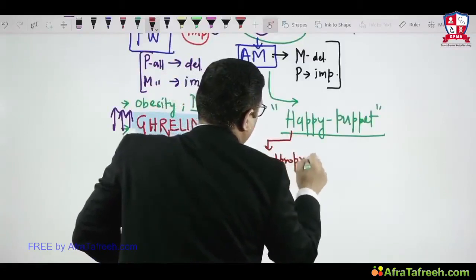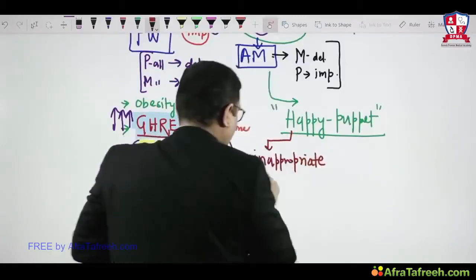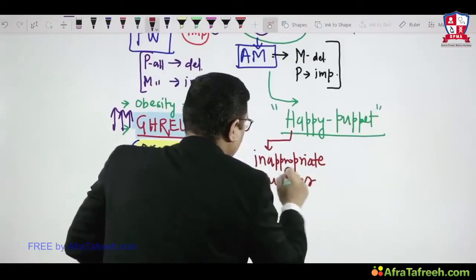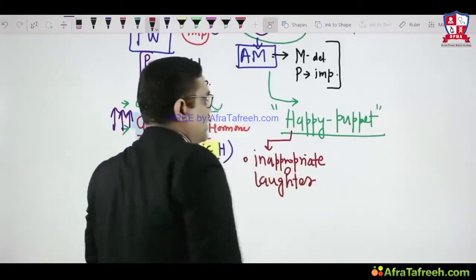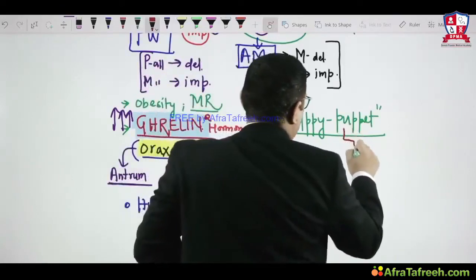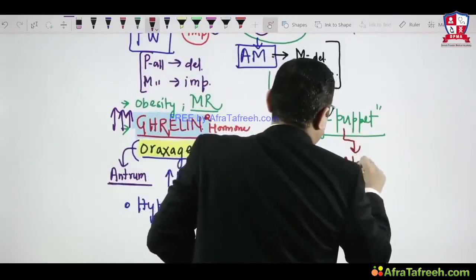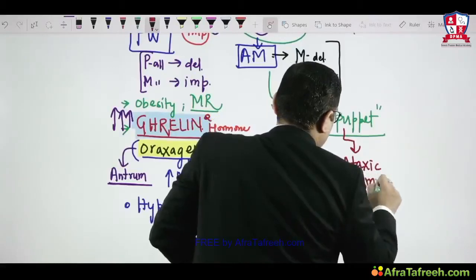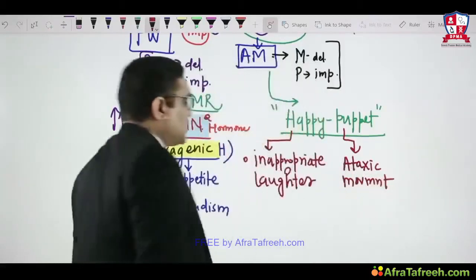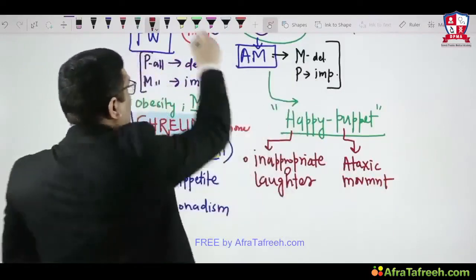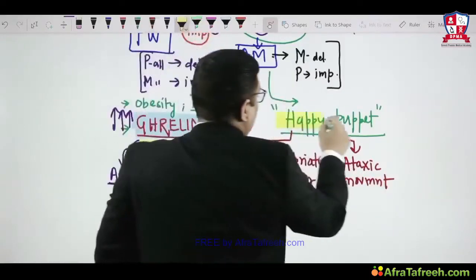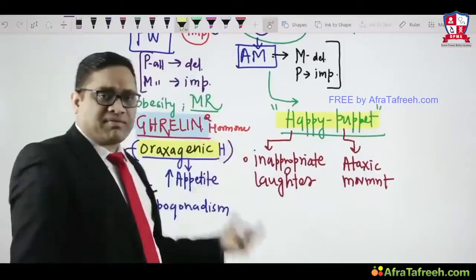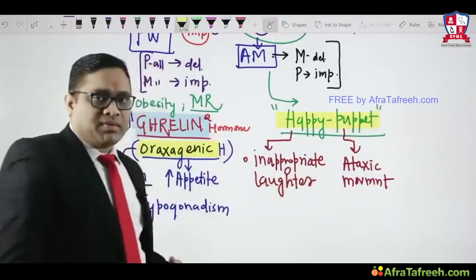Inappropriate laughter, right? So this type of patient will be having inappropriate laughter, number one. Why is it called a puppet? Because of the ataxic movement, right? So ataxic movement and inappropriate laughter are the basic reason for this name, happy puppet syndrome. So Angelman is the happy puppet: inappropriate laughter will be there, ataxic movement will be there.